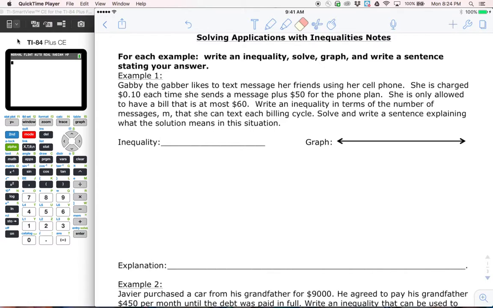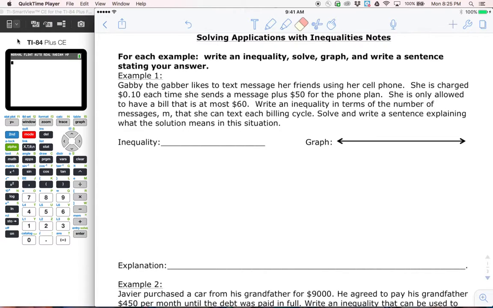Solving applications with inequalities. Today we're going to look at a couple of different word problems where we are required to use an inequality instead of just a regular equation. The most important thing you can get out of this lesson today is to choose the correct inequality: less than, greater than, less than or equal to, greater than or equal to. So let's take a look.